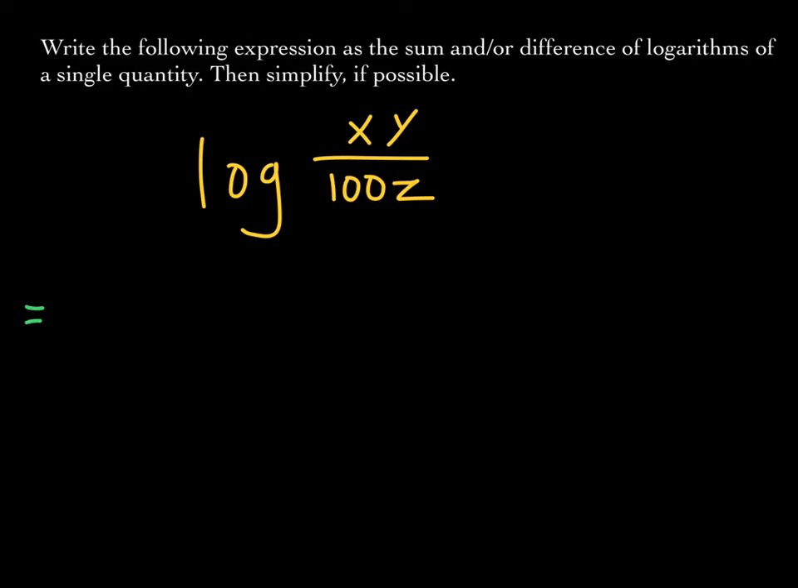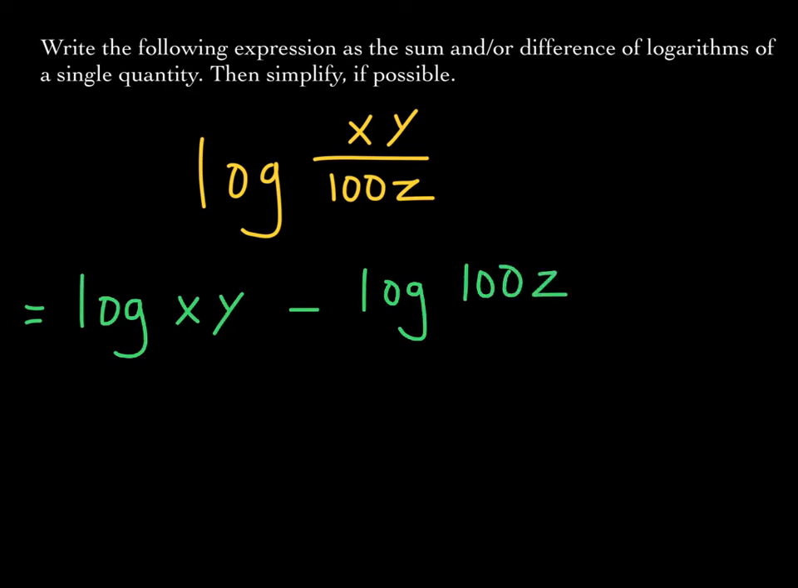Now, the first thing I'm going to do is use the quotient rule to undo this division here. The quotient rule will say that this is equal to log of the numerator minus log of the denominator. Now, for this logarithm, because it's x times y, I'm going to use the product rule. And I'll use the product rule here as well. 100 times z is what's telling me that I'm going to use the product rule. But I have to be careful. Here we go.